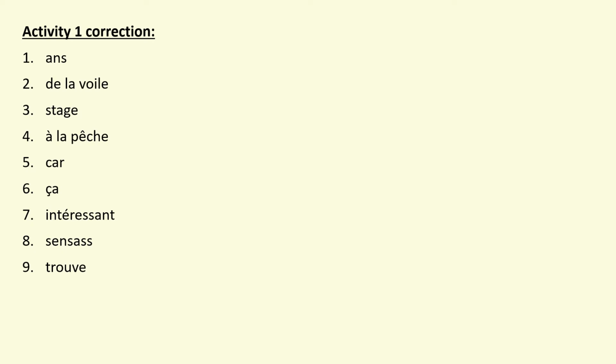So you can now see the 9 words or phrases that I said in English and you should have written in French in your exercise book or highlighted on your sentence builder. Have a look at number 2 and number 4. This time it was more than one word there because in French sailing is "de la voile", fishing "à la pêche". Always remember that. Pause it, take correction, and then press play again when you're ready for your next activity.